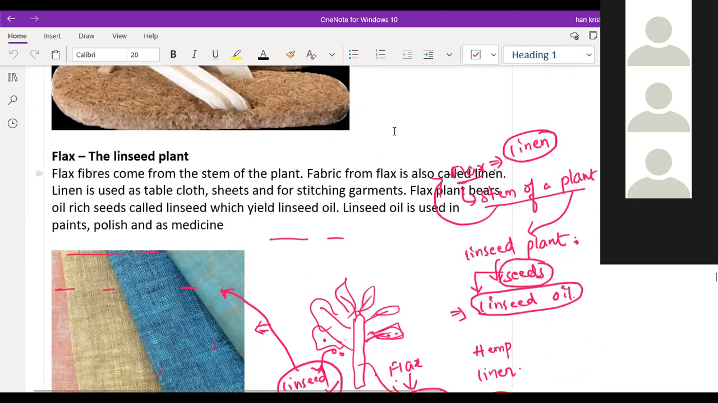The next one is the flax or the linseed plant. It has both the uses. The seeds are used to obtain the oil, that is linseed oil.